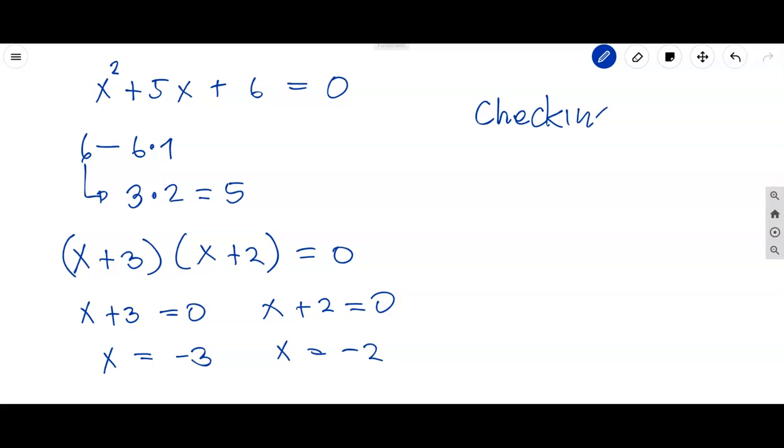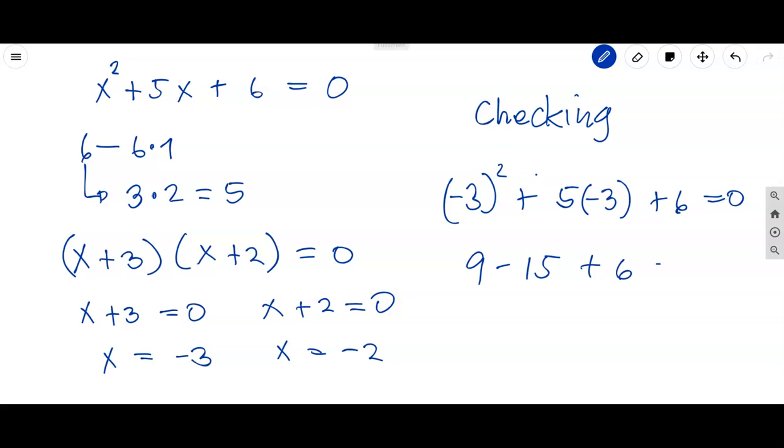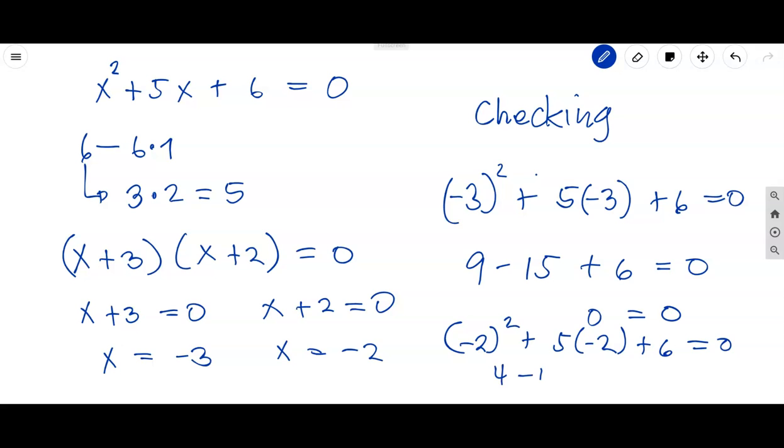Okay, we will have x equals negative 3. So negative 3 squared plus 5 times negative 3, plus 6 equals 0. This is 9 minus 15 plus 6 equals 0, so we have 0 equals 0. How about the other? Negative 2 squared plus 5 times negative 2 plus 6 must be equal to 0. Here we have 4 minus 10 plus 6 equals 0, so we get 0 equals 0. That is how we do factoring and find the value of x.